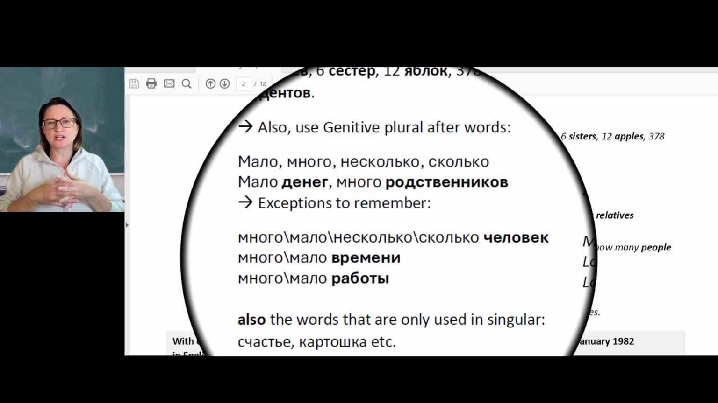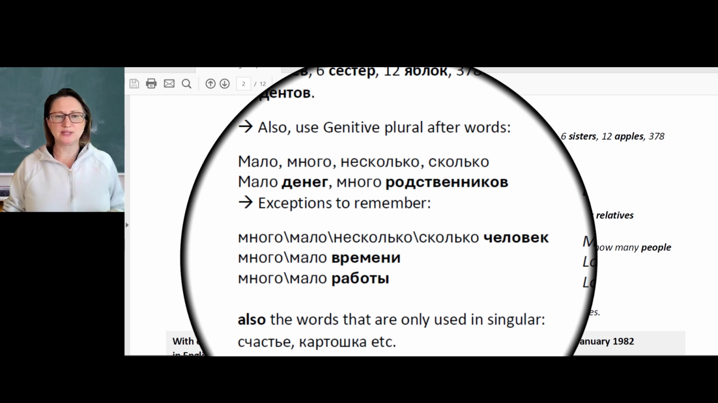Because time and work are not really countable. And человек can be counted. And there is also a form where we use людей. But for now, let's not think about it. Just remember that if you want to say there were not that many people there, там было мало человек. Or how many people were there? Сколько человек там было? There were several people, несколько человек.